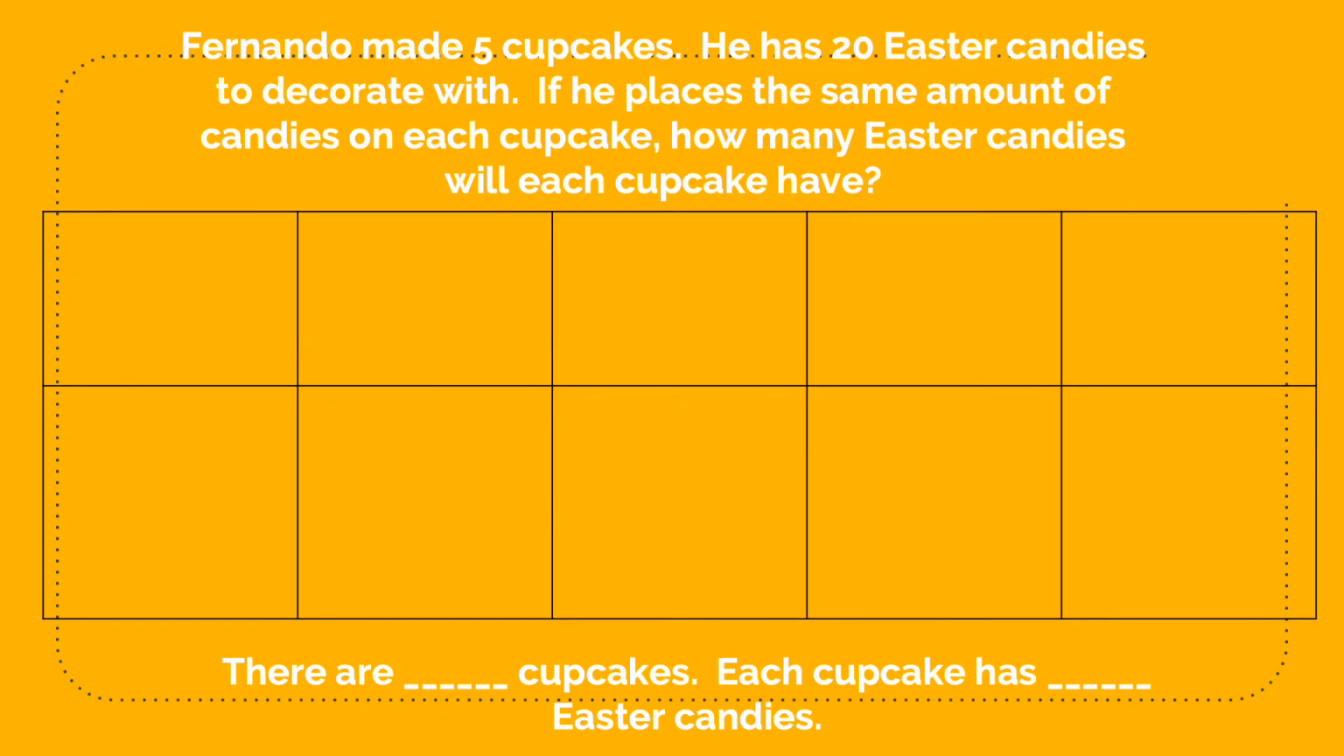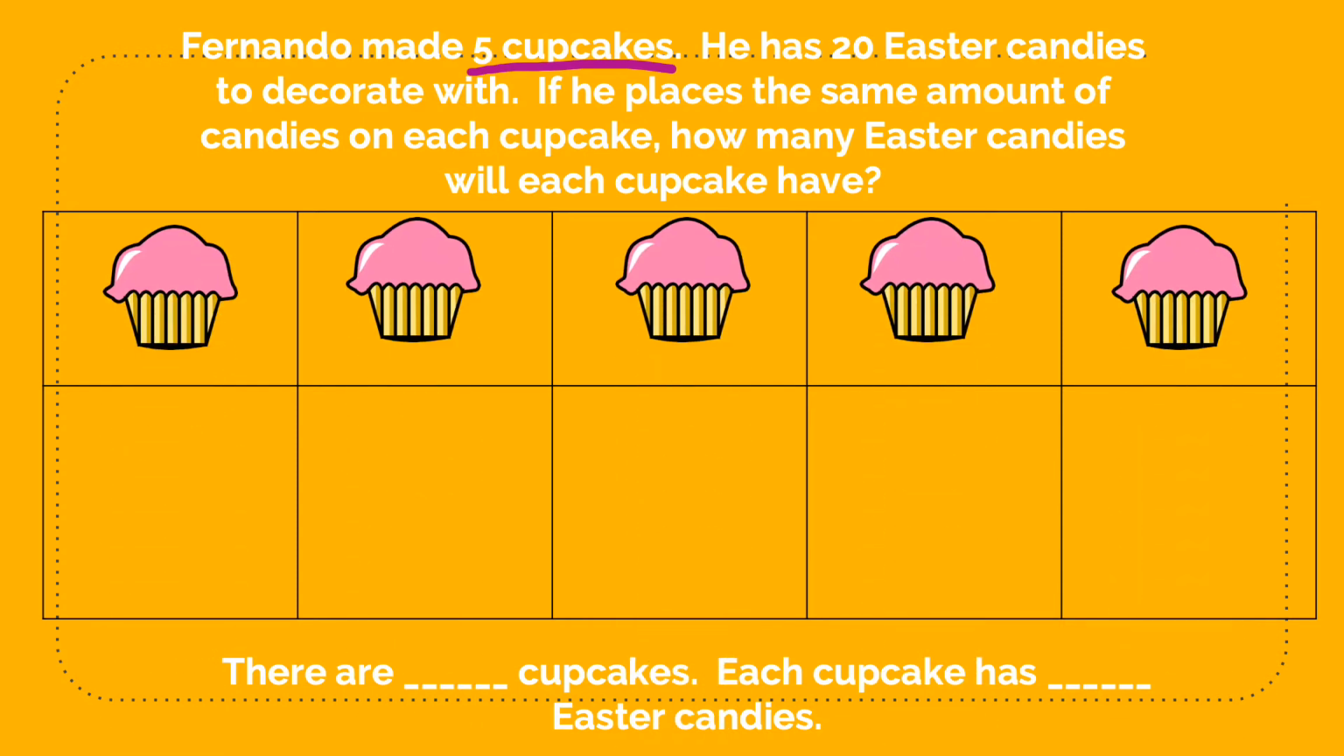For this problem, we know that Fernando made 5 cupcakes, and he has 20 Easter candies that he wants to place evenly on each of the cupcakes. To do this, I need to divide or share the candies. I will do this by separating the candies one at a time until all of the 20 candies have been separated.